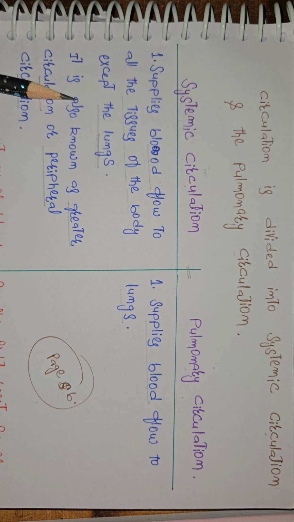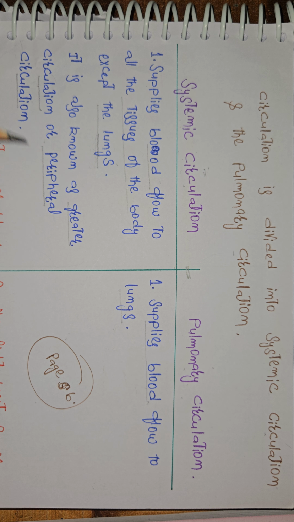The systemic circulation is also known as greater circulation or peripheral circulation. So systemic circulation supplies blood from the heart to the tissues of the body except the lungs, while pulmonary circulation supplies blood from the heart to the lungs. So that is difference number one.